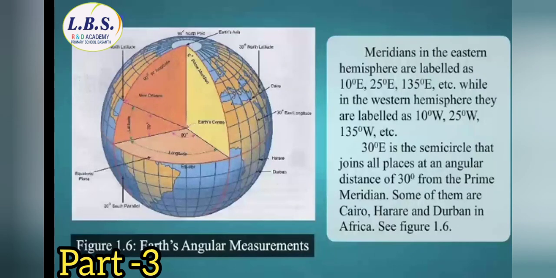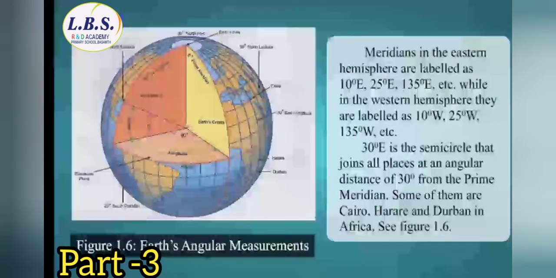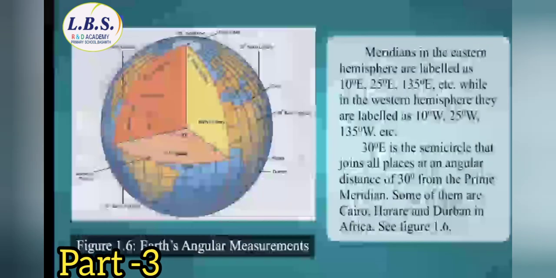30 degree E is the semicircle that joins all places at an angular distance of 30 degrees from the prime meridian. Some of them are Cairo, Harare and Durban in Africa. See figure 1.6. Okay, the remaining part of this chapter we shall see in the next video.